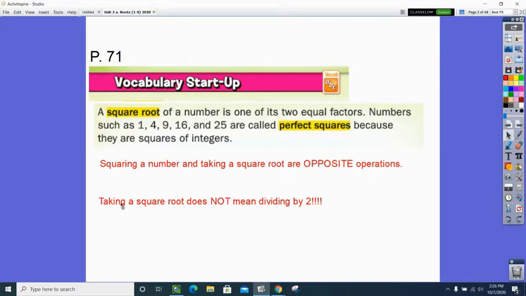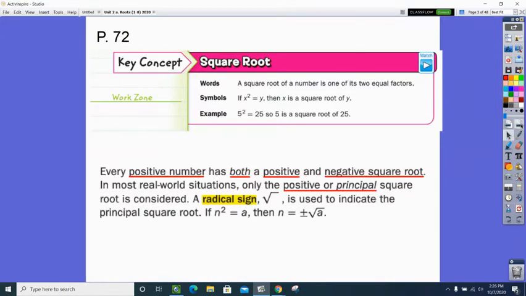Now, I need you to know that taking a square root does not mean to divide by 2. The square root of 25 isn't half of 25. So remember that it's undoing squaring. This is kind of what they're trying to describe here, but the example is probably the best place to look. If there's a number like 5 and you square it to get 25, then if you take the square root of 25, you get back to the 5. So squaring and square root are opposite operations.